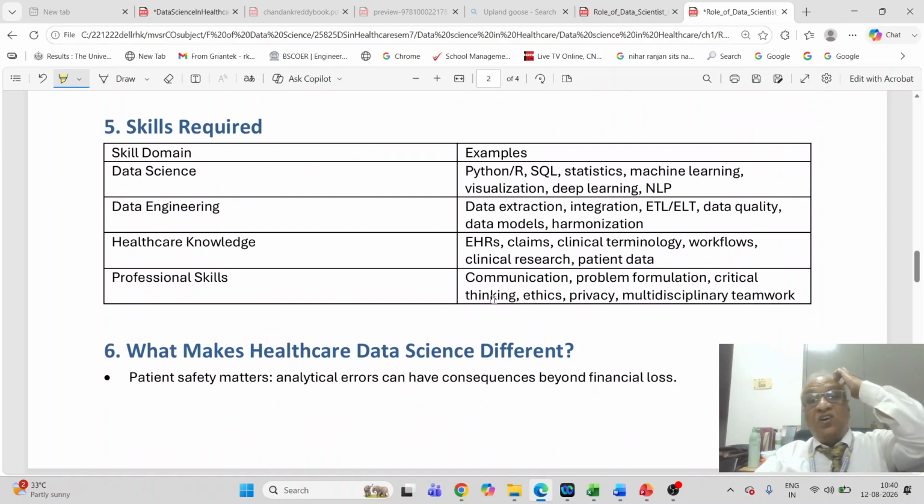What are the skills required for a data scientist? It can be multidisciplinary. For example, he should definitely be able to grasp some knowledge of healthcare, right? What is a claim? What is patient data? Various terminologies related to healthcare, electronic health records that he has to understand. Then the typical knowledge of data science, data engineering, and typical knowledge of communication, working in a team with multidisciplinary skill sets. He should follow ethics. He should ensure privacy. All those aspects are required.